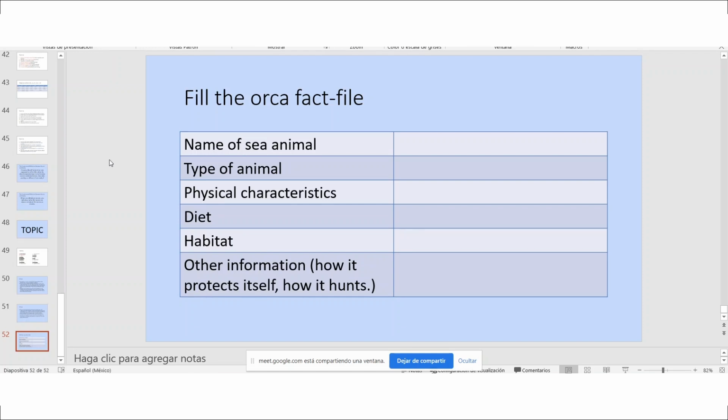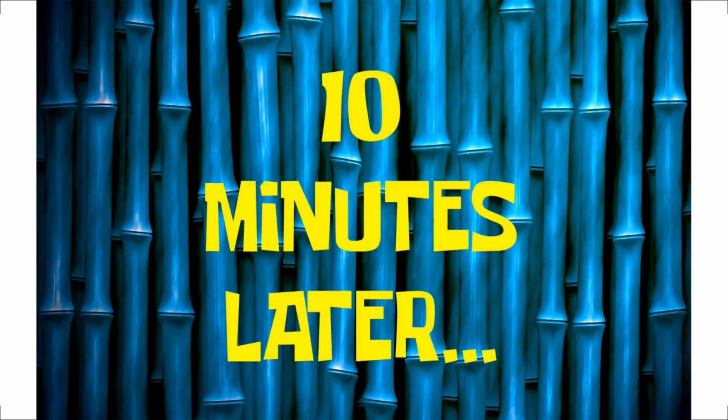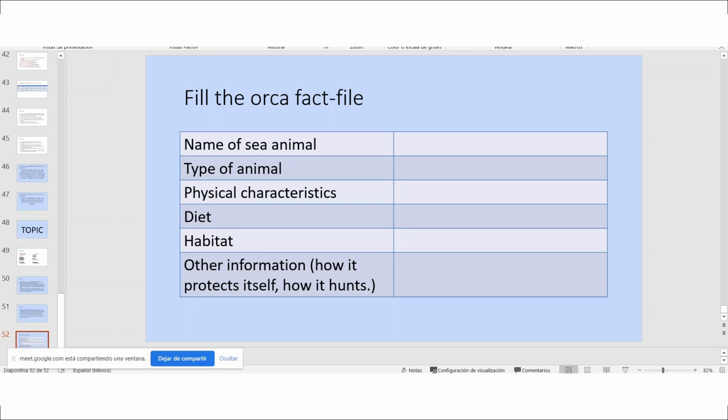So I'm going to give you 10 minutes to fill up the Orca fact file, right? And then we're going to discuss it. You're going to tell me the answers one by one. Okay, so let's discuss the answers. The name of the sea animal, just tell me. Orca. Right. Is there another name for the orcas? Killer whales. All right, excellent.